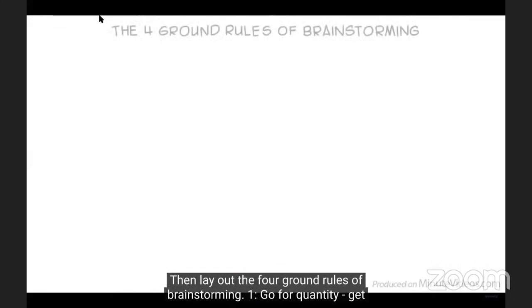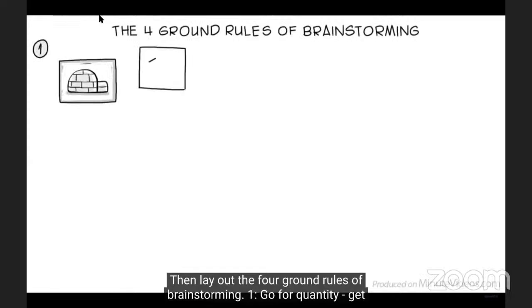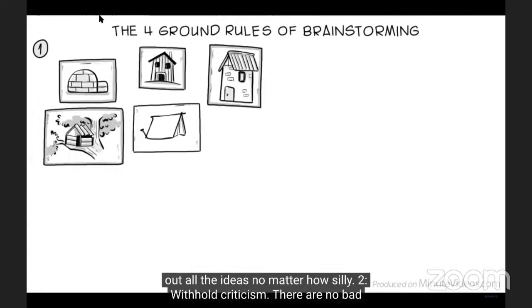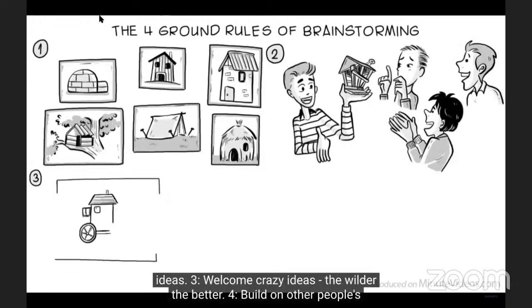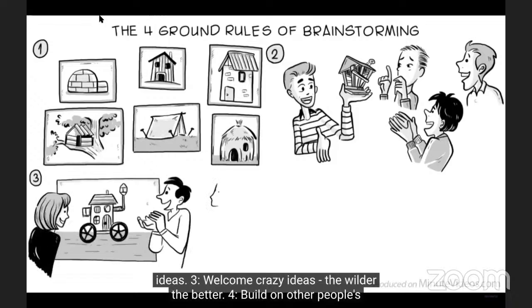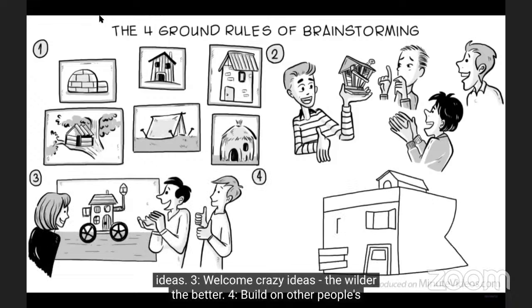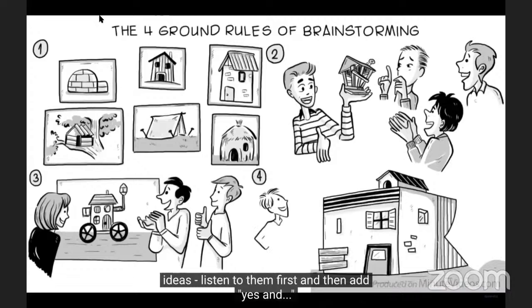Then lay out the 4 ground rules of brainstorming. 1. Go for quantity. Get out all the ideas, no matter how silly. 2. Withhold criticism. There are no bad ideas. 3. Welcome crazy ideas. The wilder the better. 4. Build on other people's ideas. Listen to them first and then add yes and.